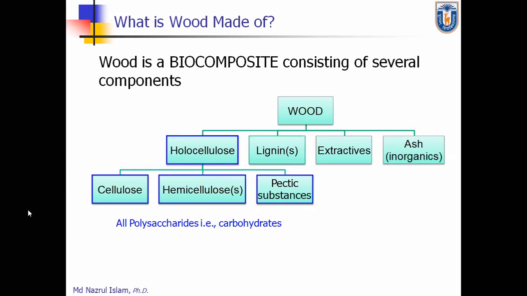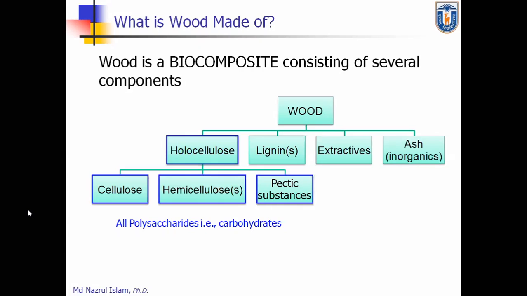Holocellulose also has three different compounds. The first is cellulose, the second is hemicellulose, and then pectic substances. Pectic substances are a very small portion, so generally we don't discuss them much, but they are also carbohydrates. Mostly the main components of the wood are cellulose, hemicellulose, and lignin. Lignin is a non-carbohydrate compound, and extractives are a smaller portion. However, cellulose, hemicellulose, and lignin are the structural components. Extractives are the non-structural component.